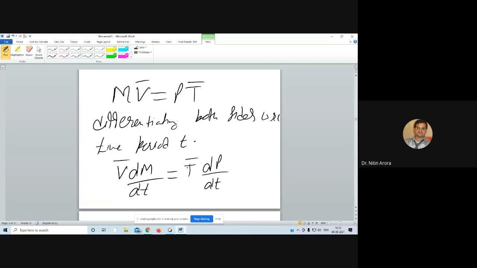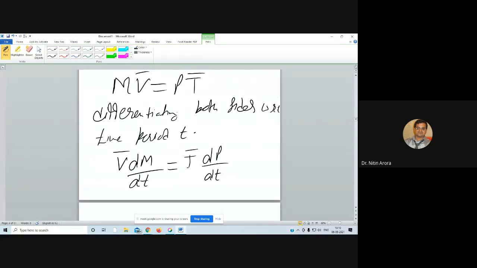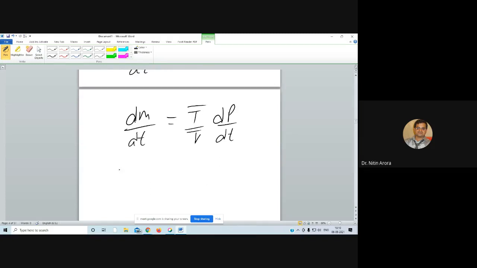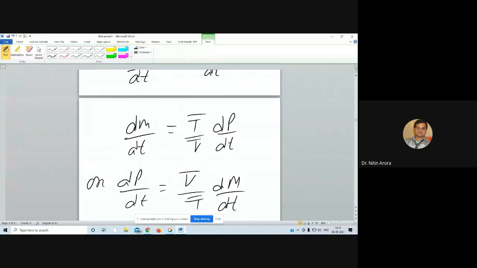If I write it as 1 upon m, or can I write it as dm upon dt is equal to T bar upon V bar dp upon dt. Write this down. Or we can write it as dp upon dt is equal to V bar upon T bar dm upon dt. I can write that. Okay.